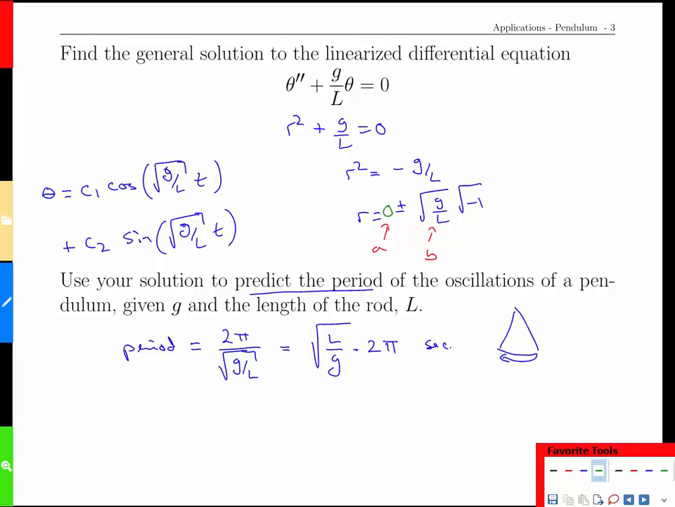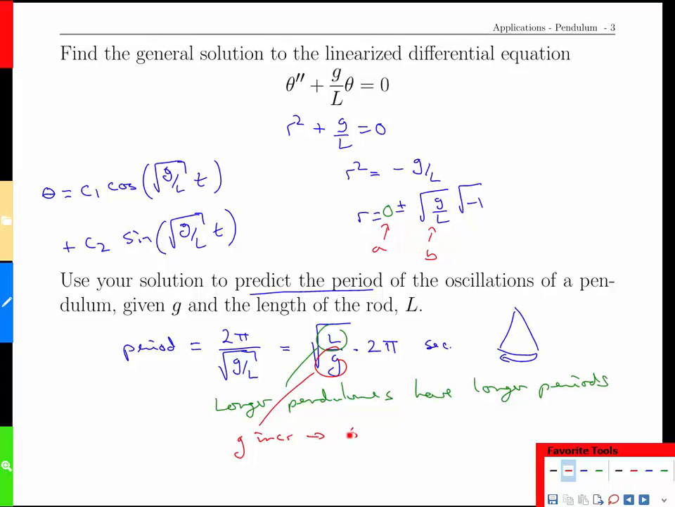And what that tells us is a few key features right off the bat. That longer pendulums, which is a bigger L, longer pendulums have longer periods. And not too surprisingly here, we don't usually get to control gravity, but if g increases, so if we did this on Jupiter, then we would have a shorter period, faster oscillations. Usually L is the one that we have more control over in practice.